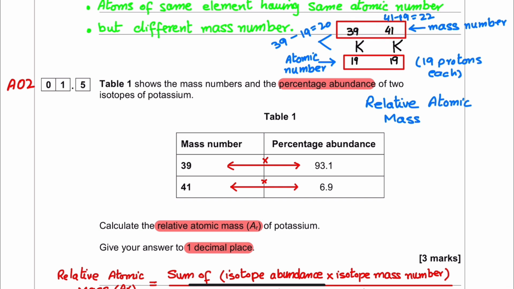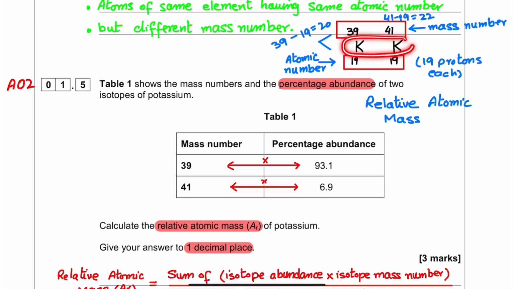If you want to find the number of neutrons, we need to subtract 39 minus 19. There are 20 neutrons present in this potassium. But if you subtract here, we have 22 neutrons in this potassium. So the number of neutrons is different. One has 20 neutrons, another has 22 neutrons. One has 19 protons, another also has 19 protons. So the number of protons, or atomic number, is the same, but the mass number is different. Or we can say it has the same number of protons but a different number of neutrons.